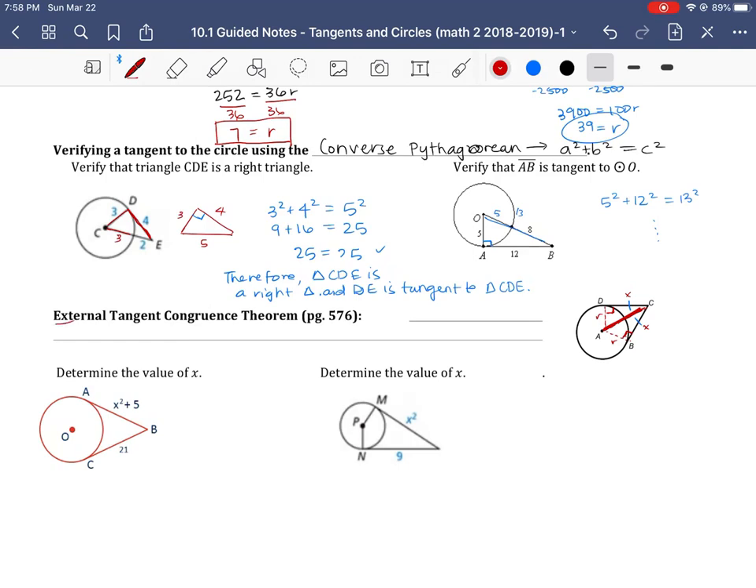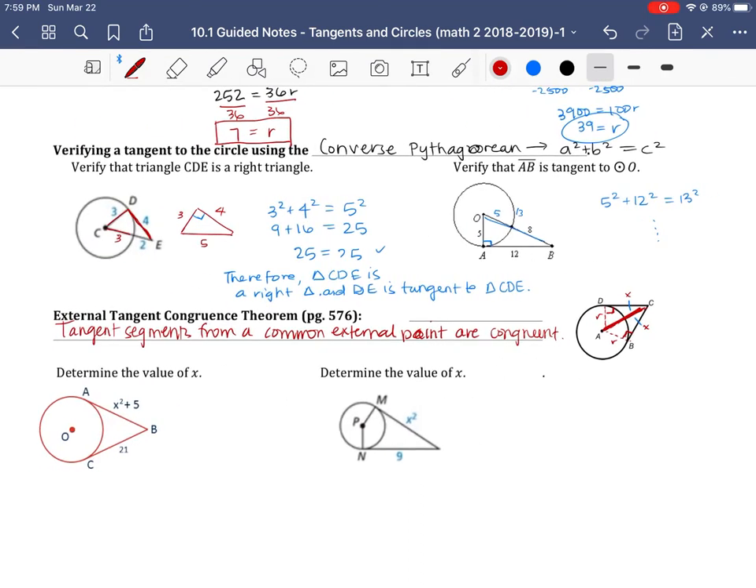So if you ever have two tangent segments, and I'm just going to write this real quick, if you look at that theorem on page 576, tangent segments from a common external point are equivalent. I'm so sorry, that is messy. Okay, so I'll just show you an example down here.